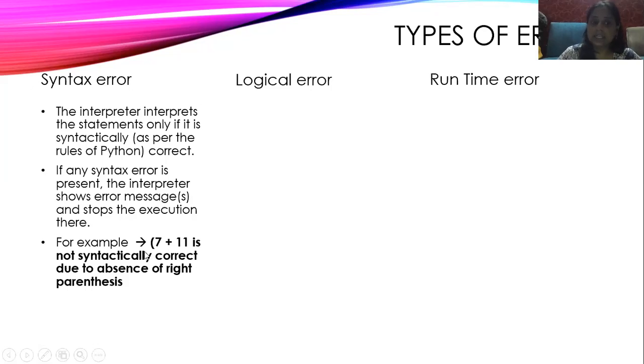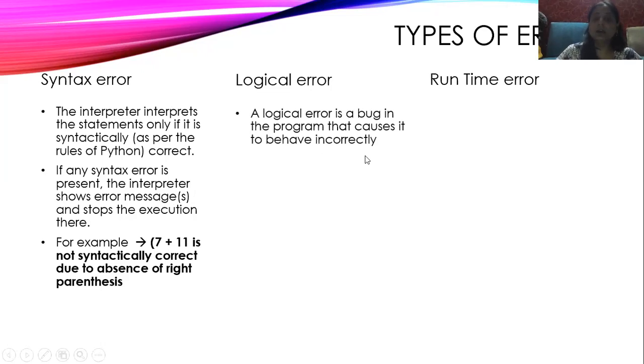Now, the next one is logical error. In syntax errors, it's easy to find out where the problem is, because these are detected by the interpreter. But in a logical error, the difference is that a logical error is a bug in the program that causes it to behave incorrectly. Now, how can a program behave incorrectly? Let's take an example.